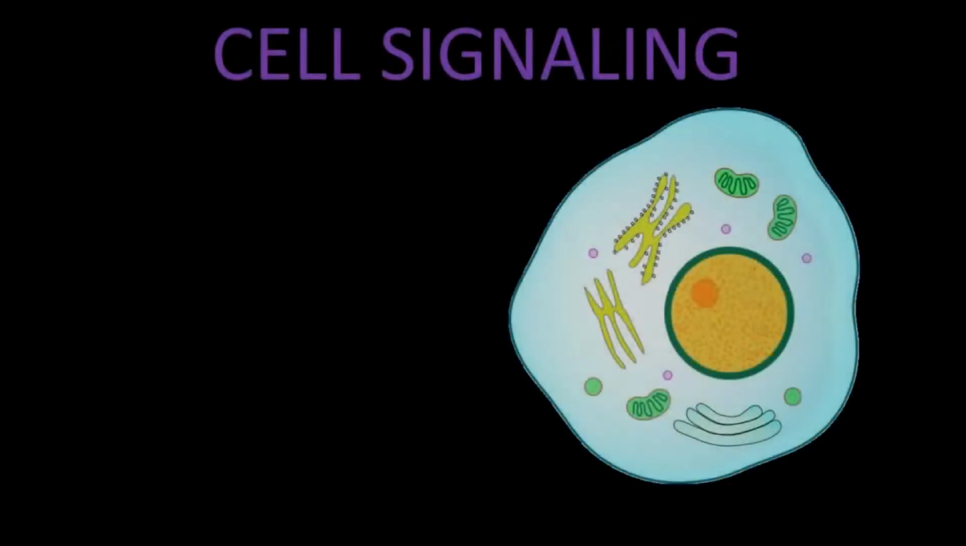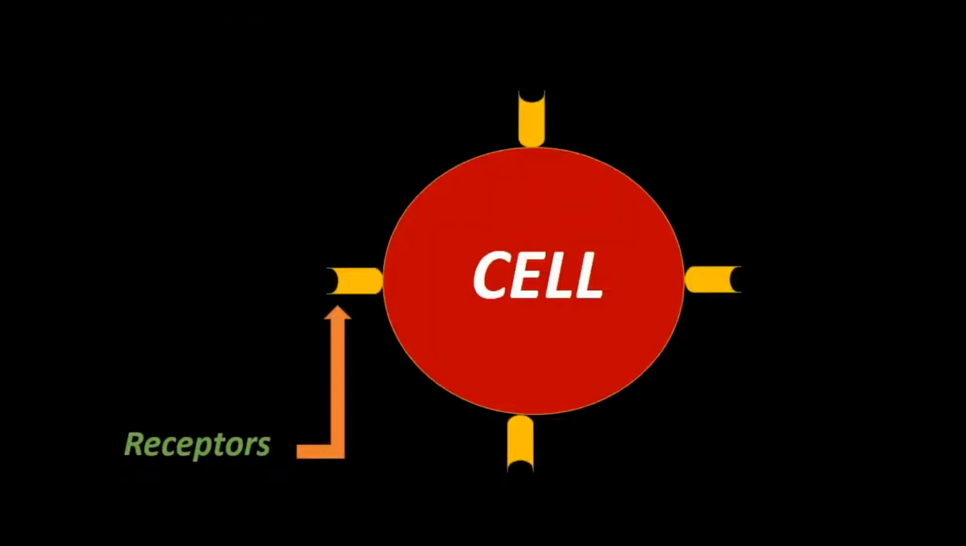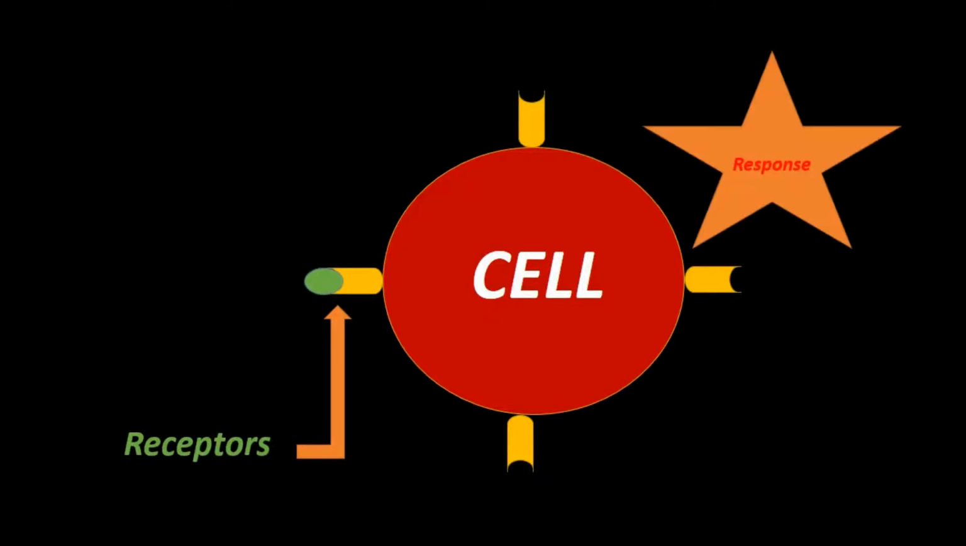Every cell in the body has an ID card, represented in cell membrane receptors. These receptors are made of proteins or carbohydrates. These receptors help the body to recognize its cells and help hormones and other cells to act on the cell, to produce a specific response.